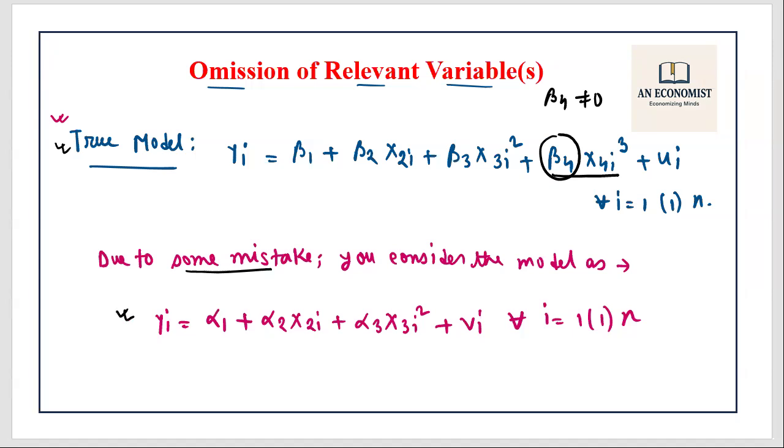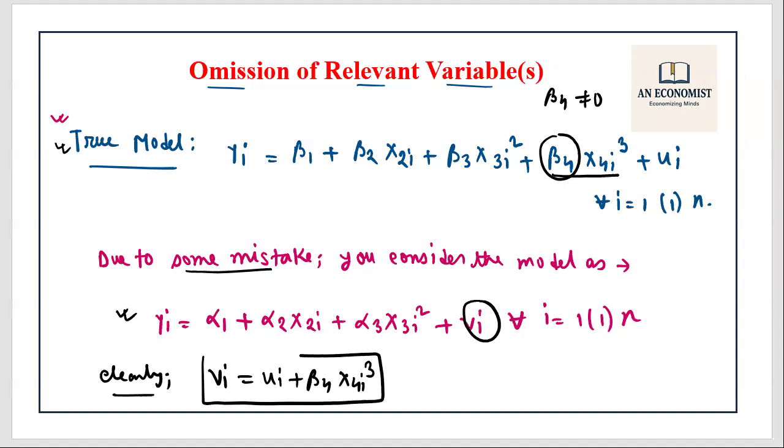See, in this new model that you are using, in which you don't have this X4 variable, what we can say here is that clearly the error that you have here, this Di error, must have some influence of this X4i, right? This we can clearly see from our model, and this is what is known as omission specification error due to omission of relevant variables.